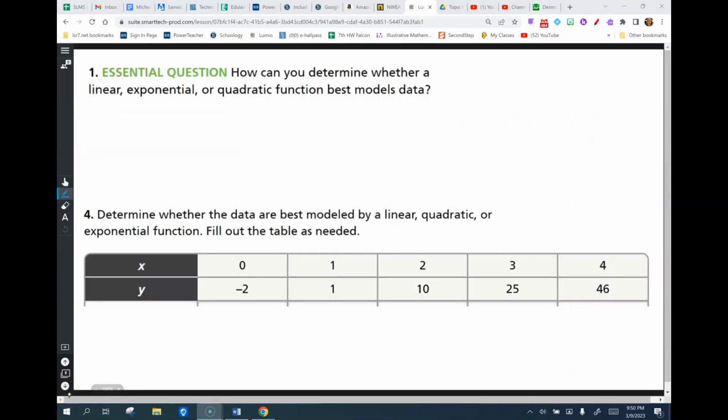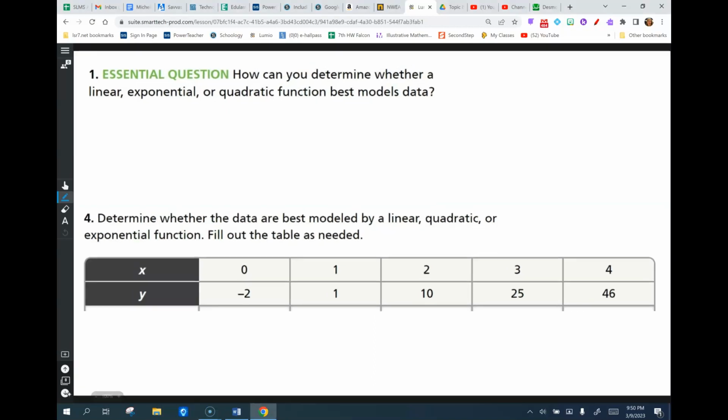So let's summarize. The essential question is: how can you determine whether a function is linear, exponential, or quadratic? If it's going to be linear, you're going to find the first difference. What does that mean? It means you're going to find out how y changes. What is the change in y? If it is quadratic, you're going to find the second difference.